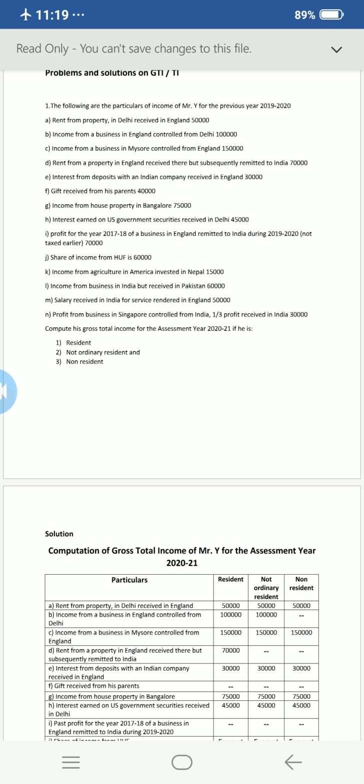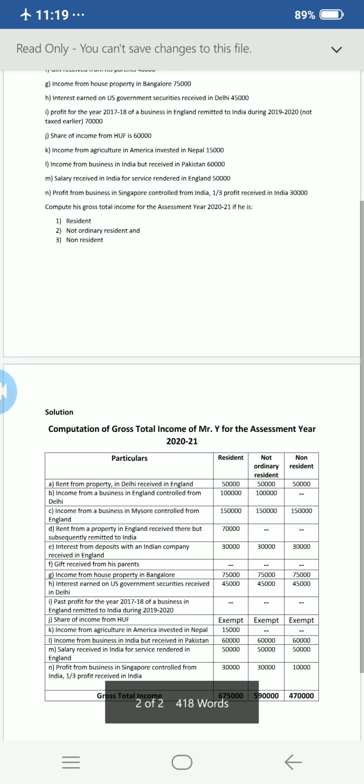which contains which one is taxable for both resident, not ordinary resident and non-resident, and which one is taxable only for resident and not ordinary resident but not non-resident, and which one is taxable only for non-resident. So like that we have already discussed. Okay, so now I am going to solve the problem. Before that you have to know that Indian income is taxable for all.